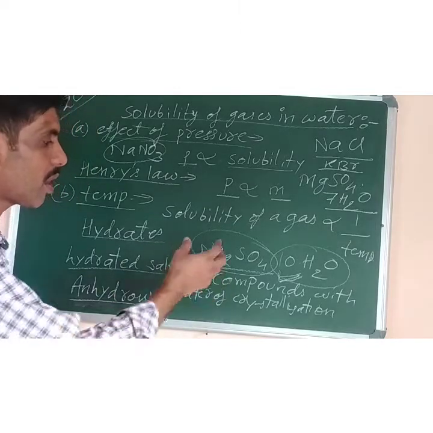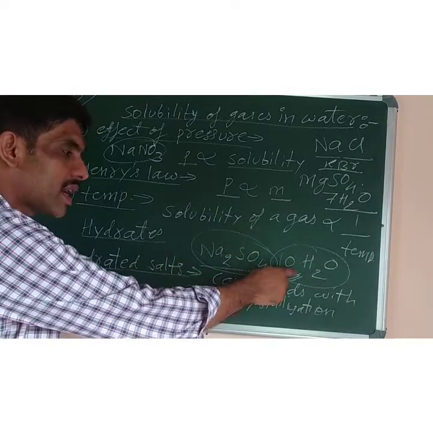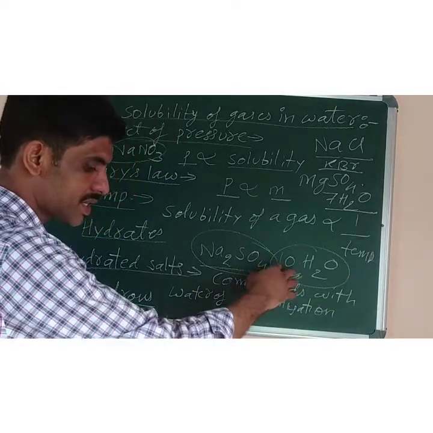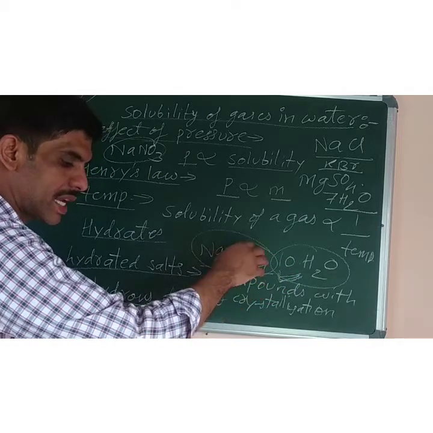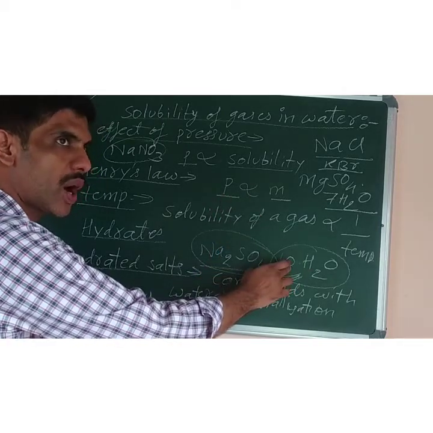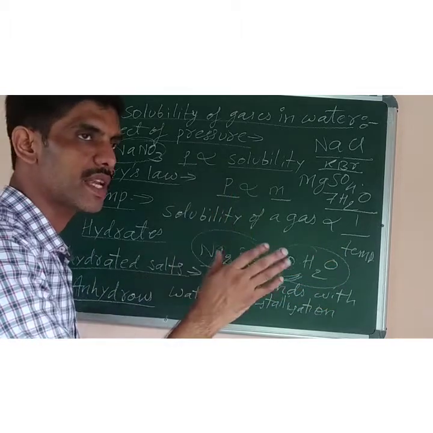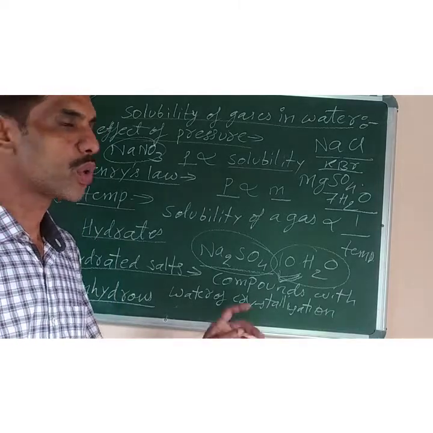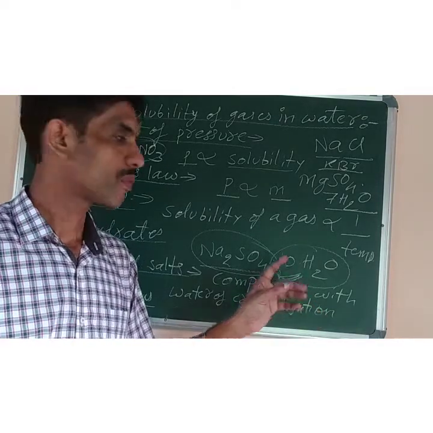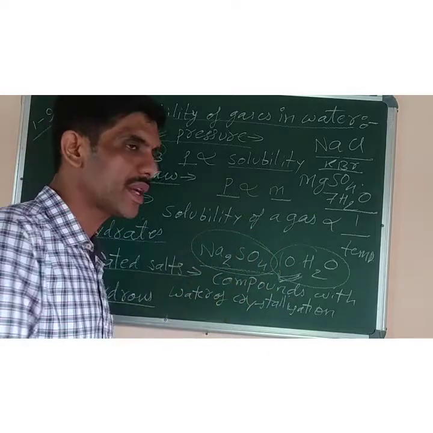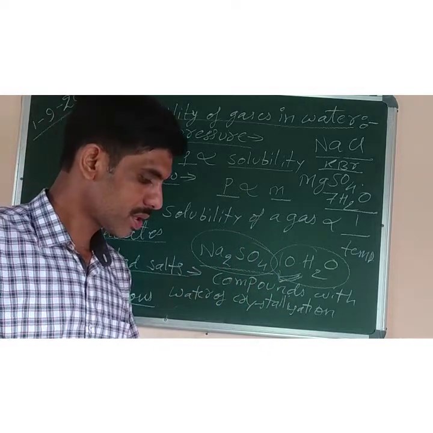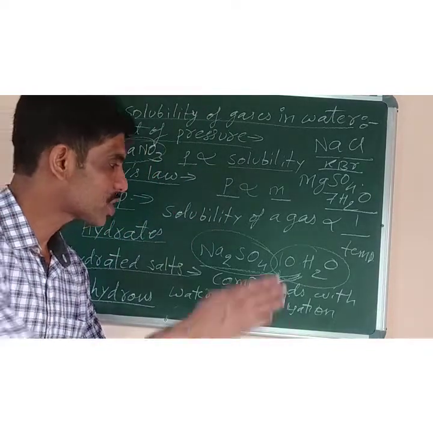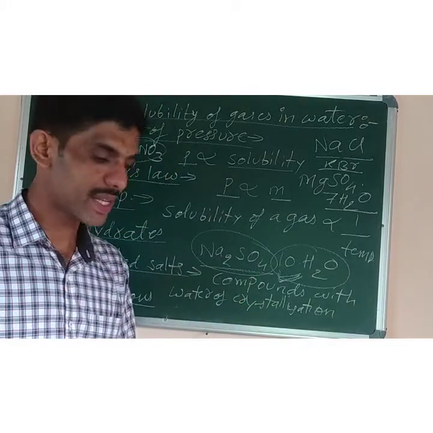So if you keep a salt that contains water of crystallization and expose it, this crystalline hydrated salt will lose water molecules, that is 10H2O. Either fully it will lose or partially it will lose some water molecules. This process of loss of total or partial water molecules from a hydrated salt when exposed to the outside atmosphere is called efflorescence, and the salt is called an efflorescent salt.